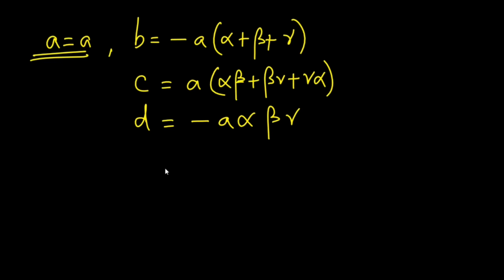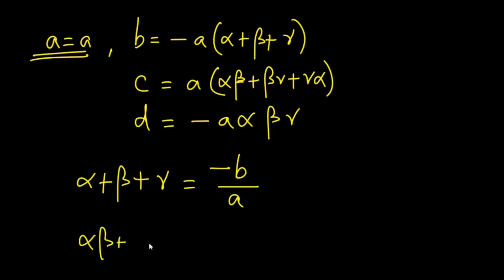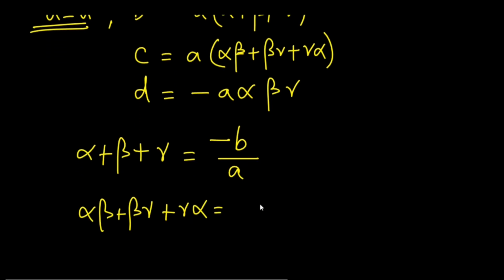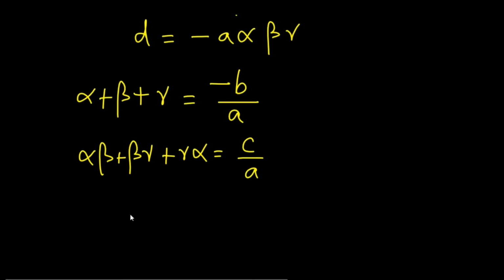Now let us take the relationships. Alpha plus beta plus gamma is equal to minus b by a. Alpha beta plus beta gamma plus gamma alpha is equal to c by a, and alpha beta gamma is equal to minus d by a.